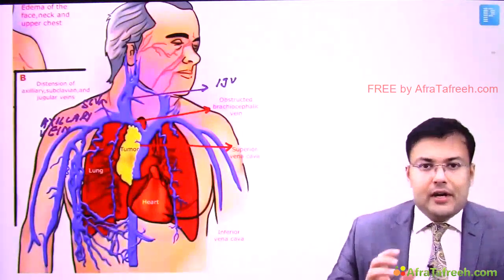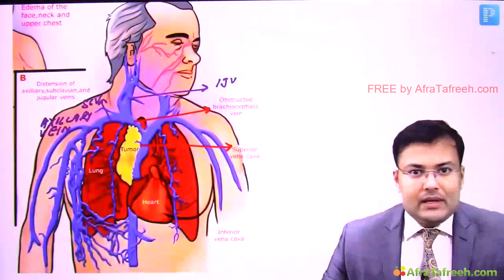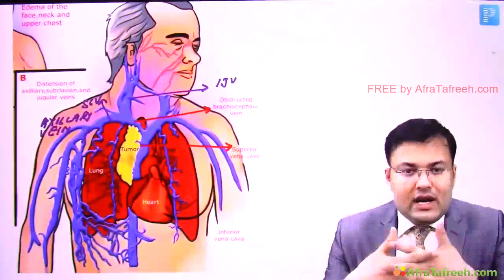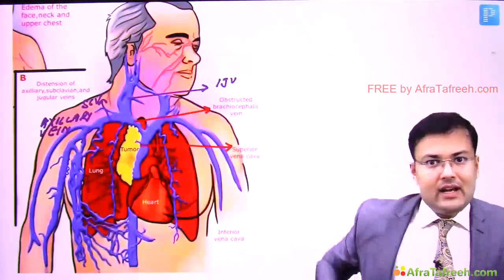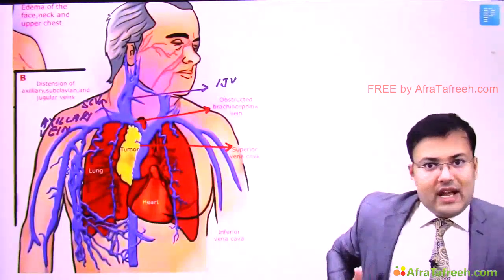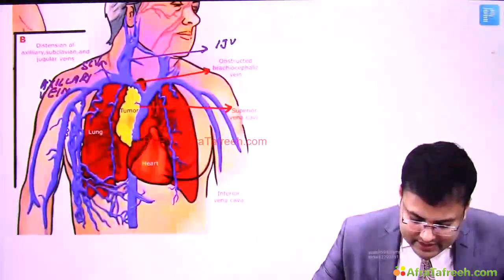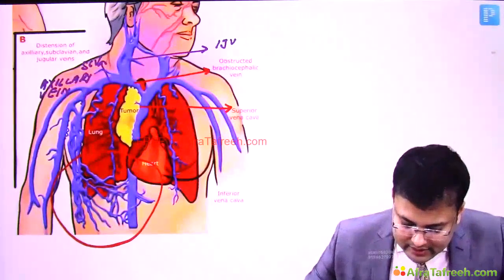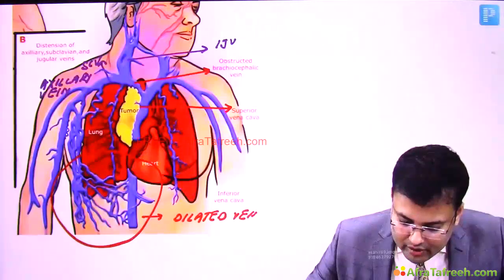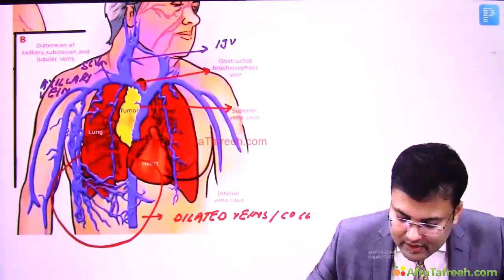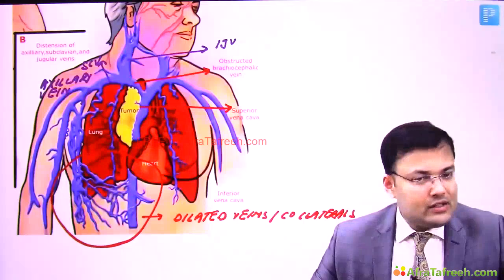Second problem, if this SVC obstruction is occurring over a long period of time, so what will happen? There is formation of collaterals. So collaterals will be formed between superior vena cava and inferior vena cava. That's why you will notice that there is presence of dilated veins over the anterior chest wall, mainly on the right side. So here you can see that there is presence of what? The dilated veins. So these are what? Dilated veins or collaterals, and these collaterals are formed between superior vena cava and inferior vena cava. So this is the basic concept.